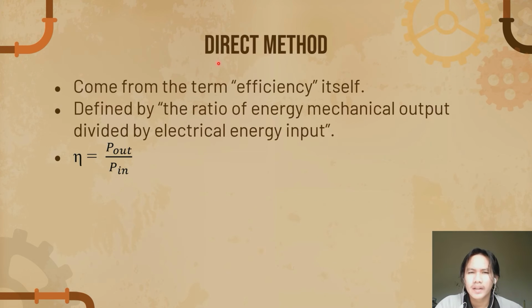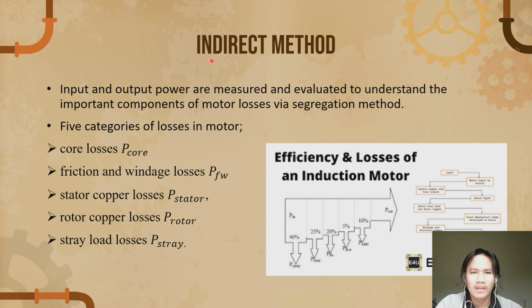So we have come to the first alternative, which is the direct method. This direct method comes from the term efficiency itself, which is defined by the ratio of the mechanical energy output divided by the electrical energy input. As for the indirect method, it means that the input and output power are measured and evaluated to understand the important components of motor losses via the segregation method.